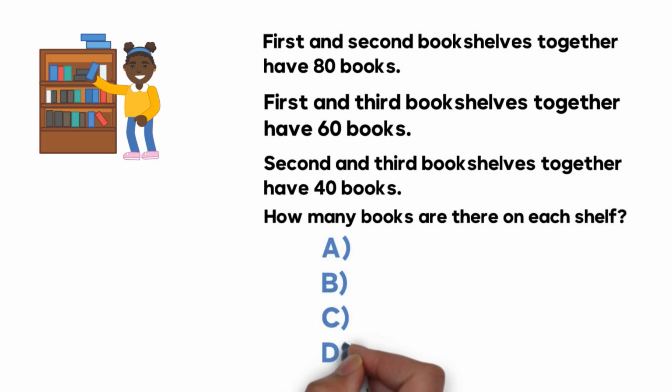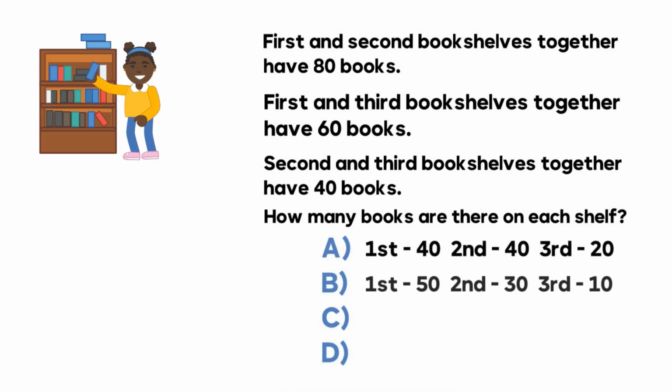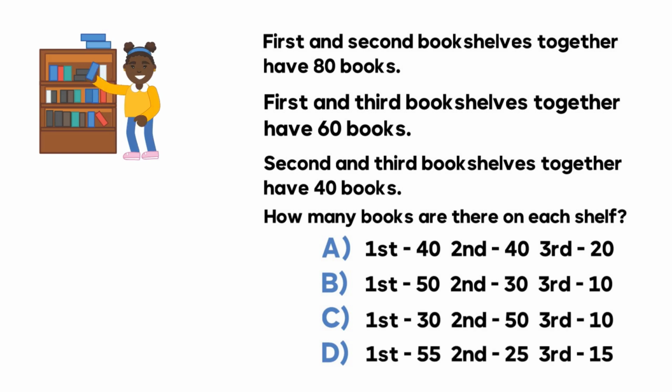You have 4 different choices. For the first, second, and third bookshelves, in choice A, you have 40, 40, and 20. In choice B, 50, 30, and 10. In choice C, 30, 50, and 10. And in choice D, 55, 25, and 15.